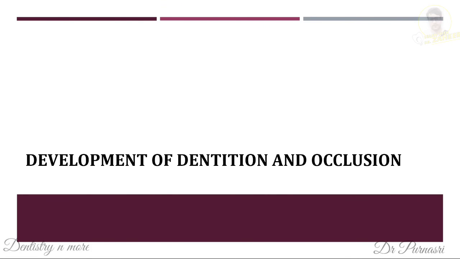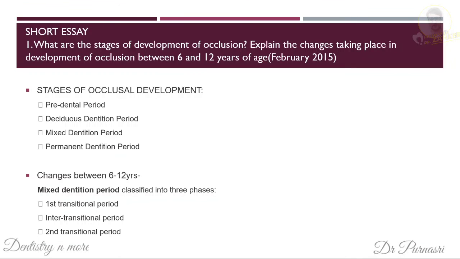Coming to the next topic, that is development of dentition and occlusion. The short essays that were asked are: what are the stages of development of occlusion? Explain the changes taking place in development of occlusion between 6 and 12 years of age. So the first part is stages of development of occlusion. These are pre-dental period, that is before the teeth erupt, deciduous dentition period, mixed dentition period, and the permanent dentition period.